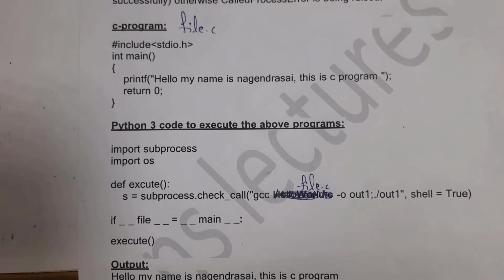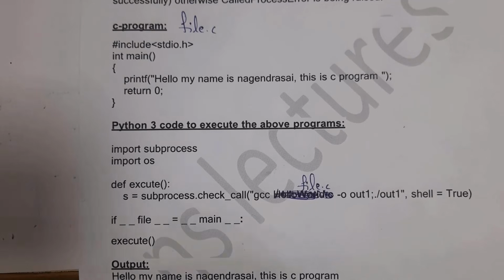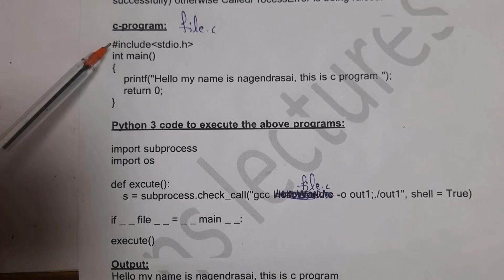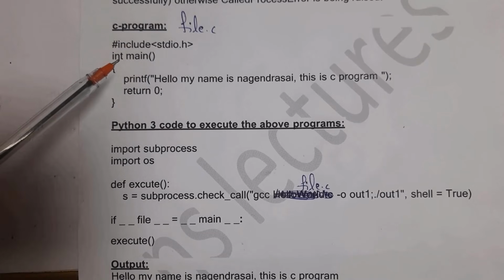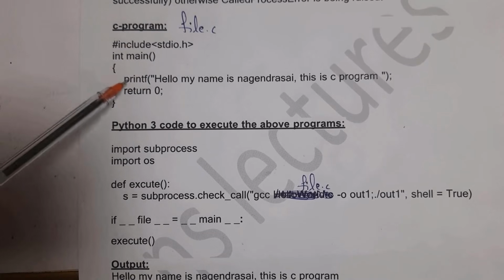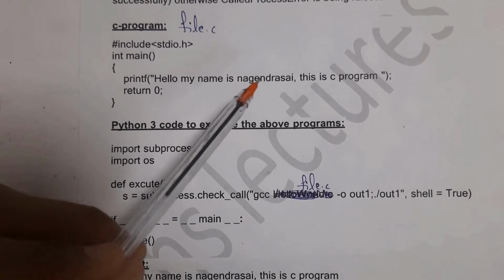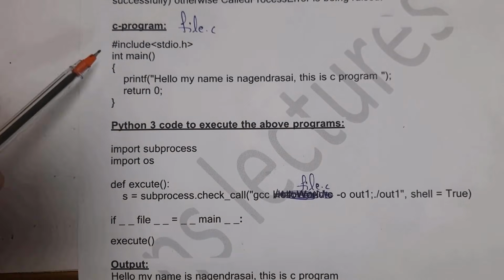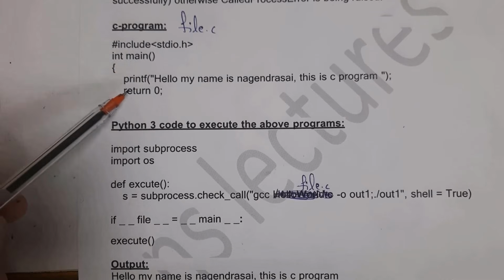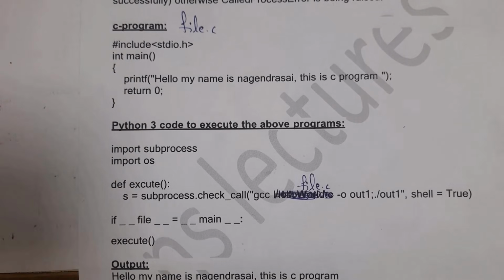Guys, this is a simple C program. Now we will execute the C program in Python shell by using the subprocess module. At first you need to write #include <stdio.h>. Next I wrote int main. Inside int main I am printing one statement. So I wrote printf, and inside printf I wrote "hello, my name is Nagendra, this is C program". Since this is a string, take quotations, and at last use a semicolon. Here I am using int main, so definitely write return 0. This is a simple C program.